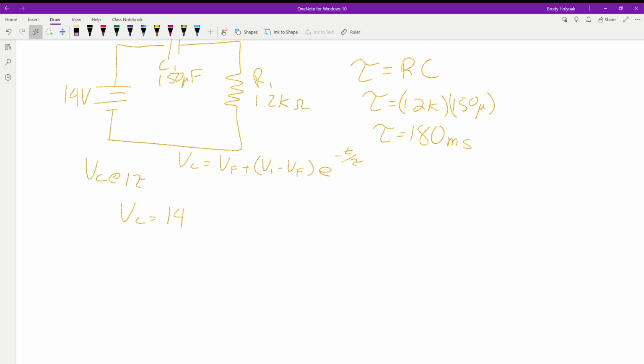Okay, so we have 14 volts plus, where are we starting out? At 0 minus 14 times e. What's our time? What's our tau?